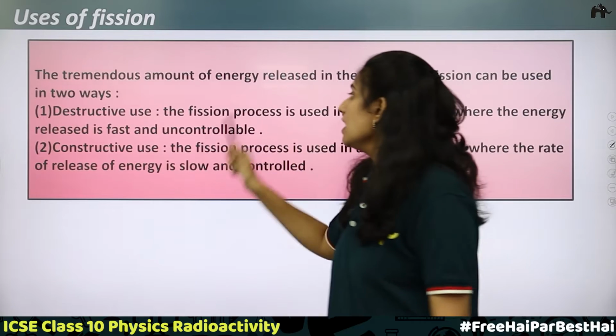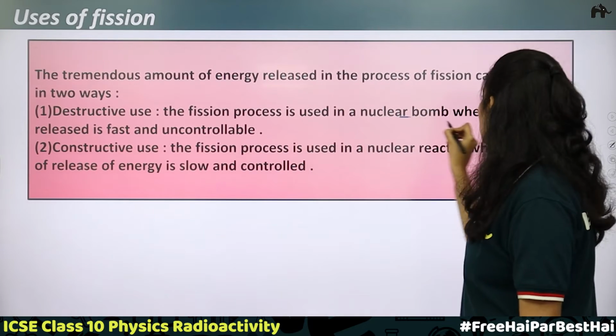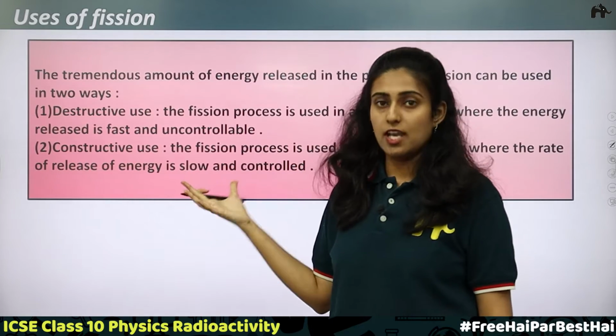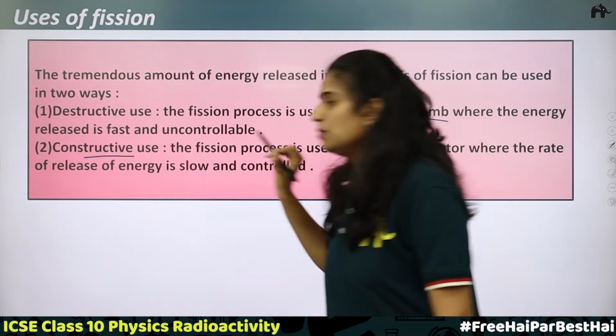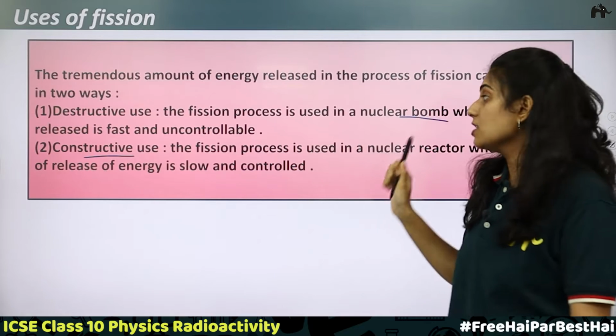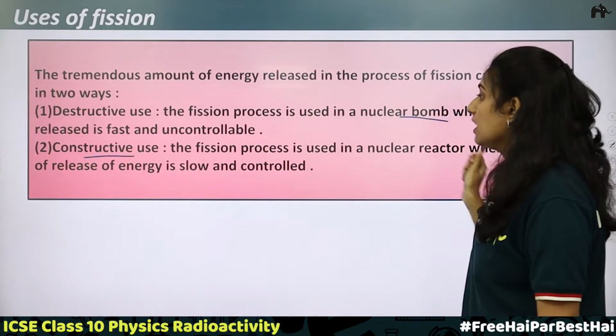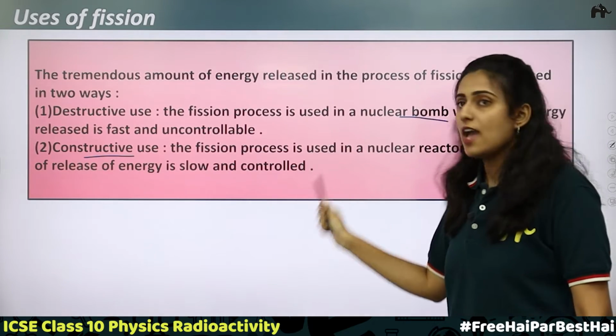In destructive use, the fission process is used in a nuclear bomb or atom bomb, when the energy release is fast and uncontrollable. Next is constructive use. For constructive purposes, it is used in nuclear reactors. The fission process is used in nuclear reactors where the rate of release of energy is slow and controlled.